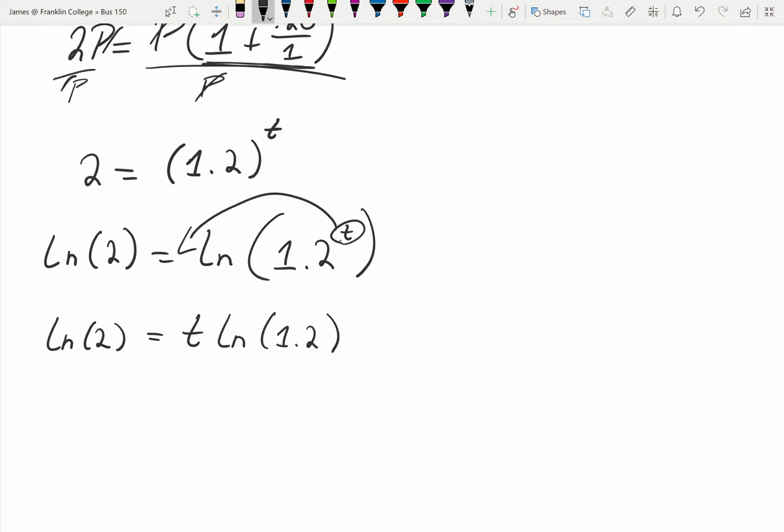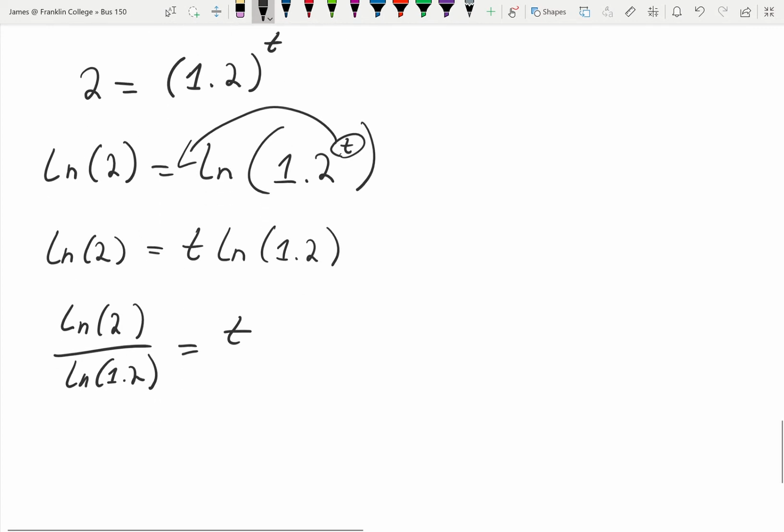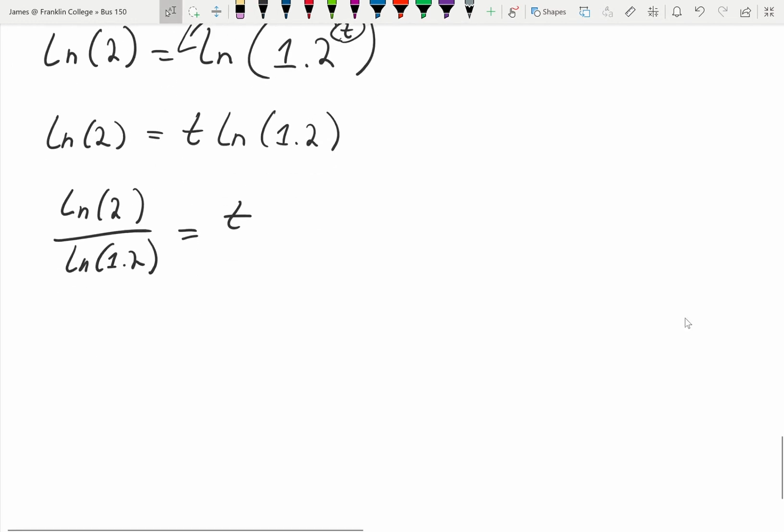And now we can divide both sides by the natural log of 1.2. So we're going to get the natural log of 2 divided by the natural log of 1.2, and that equals t. And we can plug in the natural log of 2 divided by natural log of 1.2 into our calculator, and we are going to get about 3.8 equals t.